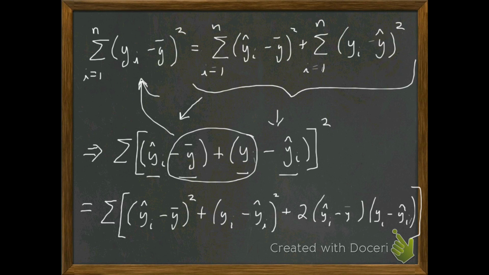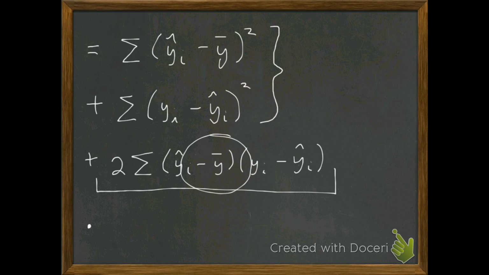Okay, and again, this is all in an attempt to create this side right here. So the sum of squares for the regression, this part is right there, and this part is the sum of squares for the error, obviously. So I need to show that this part right here turns out to be 0.